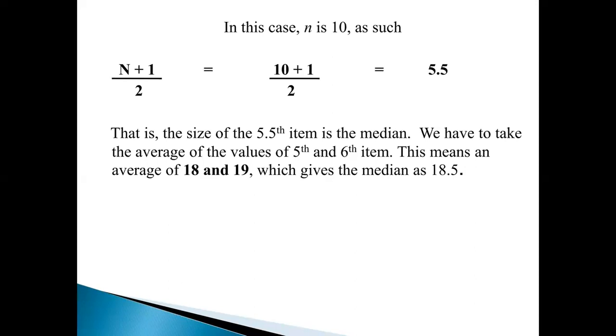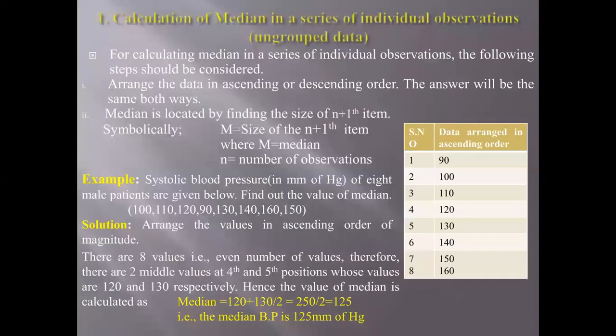So please remember, if it is an even series, the average of the middle two numbers will be the median. In case of an odd series, the middlemost number will be the median.